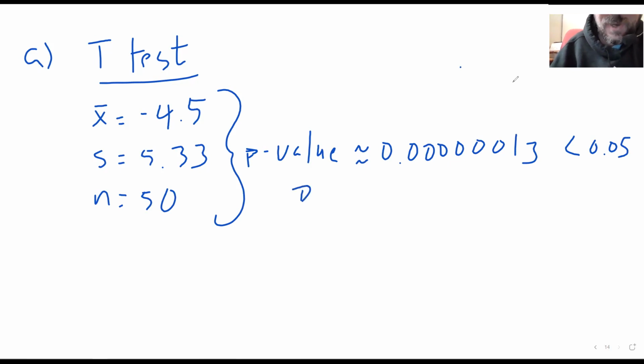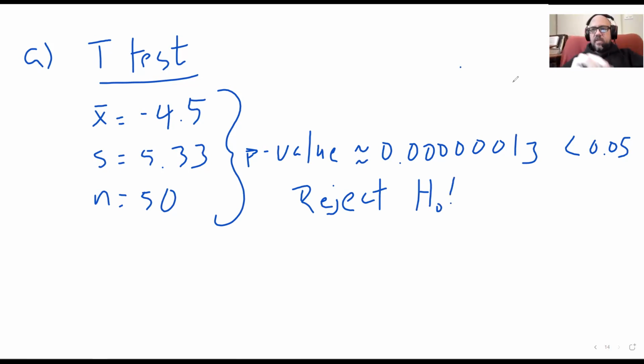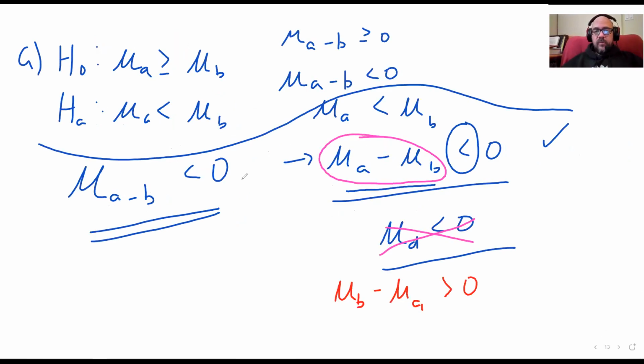So reject null hypothesis. Woohoo. All right, so rejecting the null hypothesis means that we think that the average weight after is smaller than the average weight before, right? Mu A is less than mu B. So mu after is less than mu before, which is another way of saying we think the diet works, which is great.